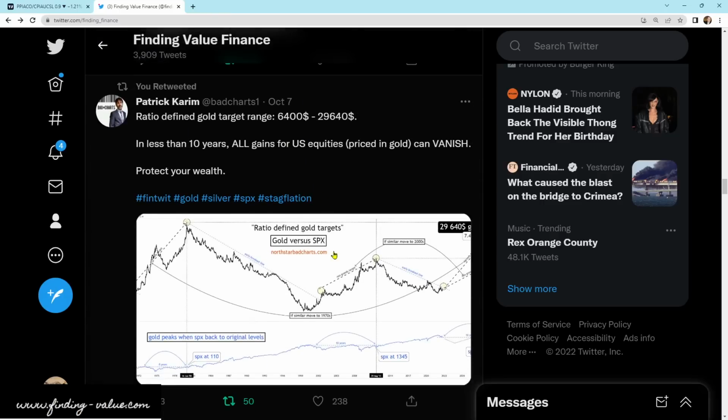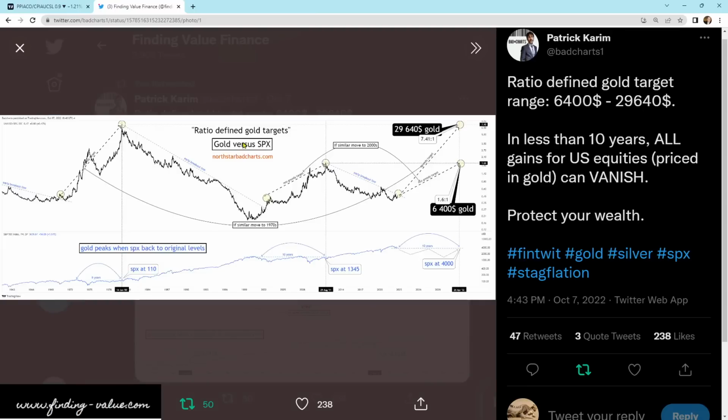It says ratio defined gold target range 6,400 to 29,640. In less than 10 years, all gains for U.S. equities price in gold can vanish. Protect your wealth. And this is the gold versus the S&P 500. You've got these long-term trend lines that we're breaking. So we broke that, we broke this in the 1970s to go higher here. This was a big move from a low level, the breakout line here. We broke it, retested, and then went higher in the 1970s. It was a good, long, about 10-year run.